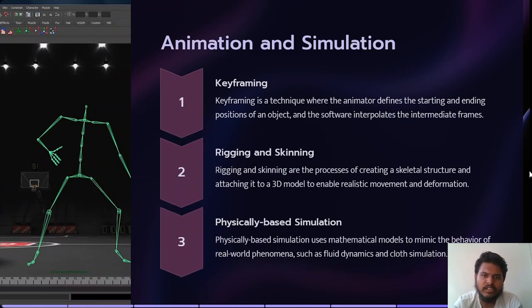Animation and simulation. Keyframing. Keyframing is a technique where the animator defines the starting and ending position of an object and the software interpolates the intermediate frames. Rigging and skinning. Rigging and skinning is the process of creating a skeletal structure and attaching it to the 3D model to enable realistic movements and deformation. Physically based simulation uses mathematical models to mimic the behavior of real world phenomena such as fluid dynamics and cloth simulation.